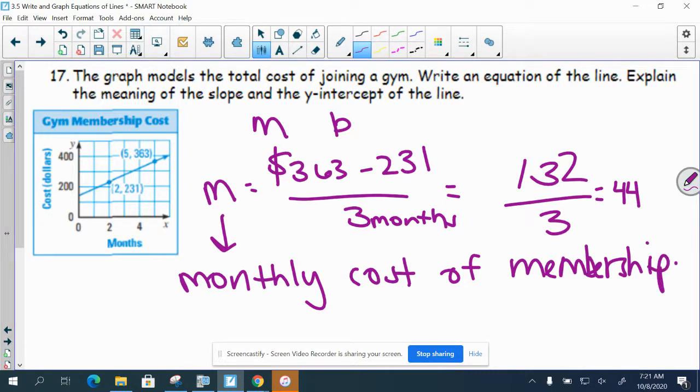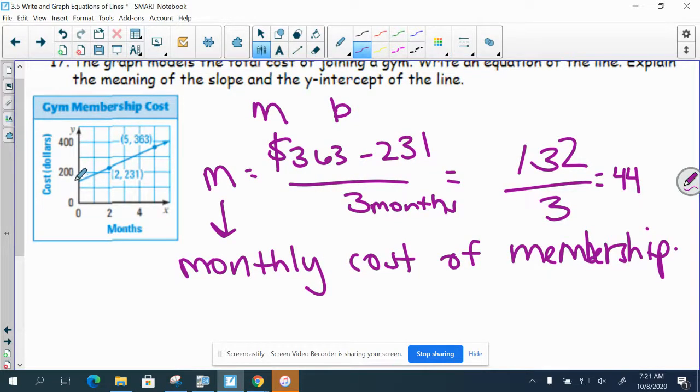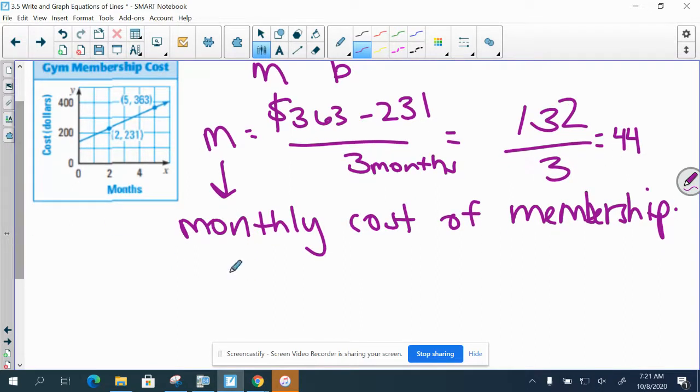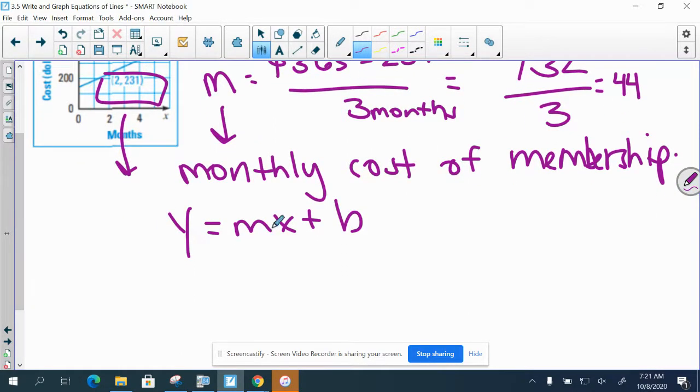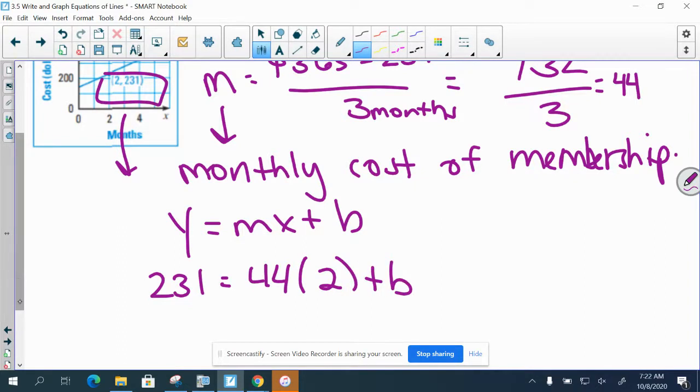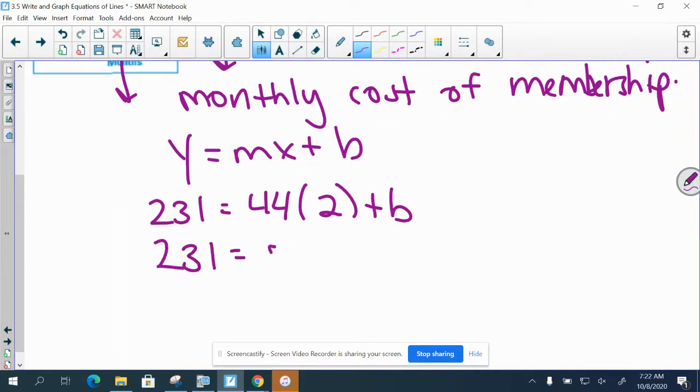All right, and then we have to find the y-intercept because it says to write the equation of the line. To get the y-intercept, you can't unfortunately guess what that is, so we're going to have to use algebra. Start with y equals mx plus b, and then plug in one of these points. I'm going to plug in 231 and 2 for y and x, and then plug in 44 for the slope and solve for b, just like you did in the last lesson. So 231 equals 44 times 2 plus b. So this would be 231 equals 88 plus b. Subtract 88 on both sides.